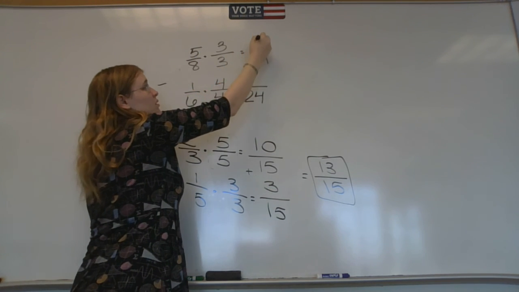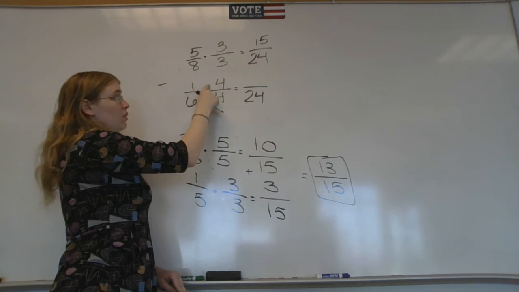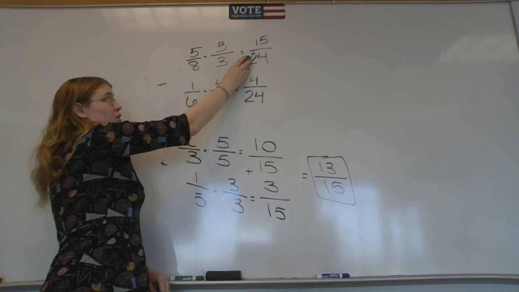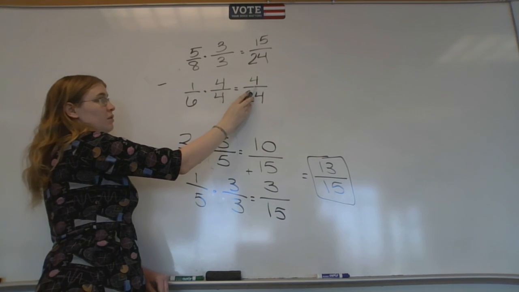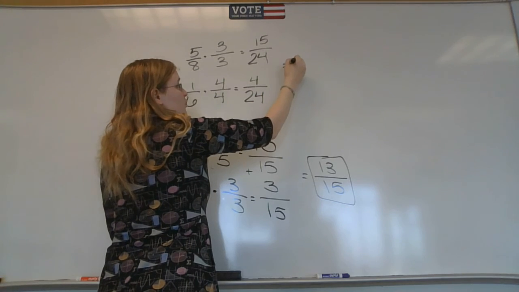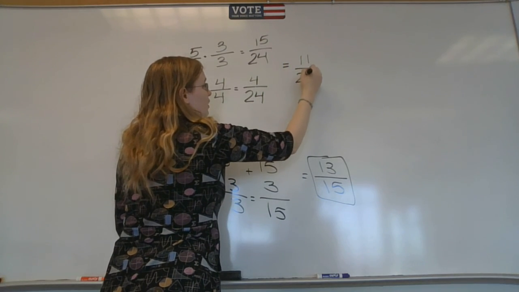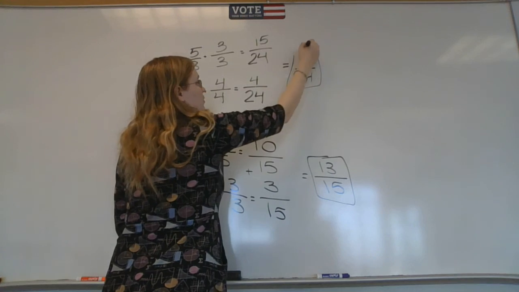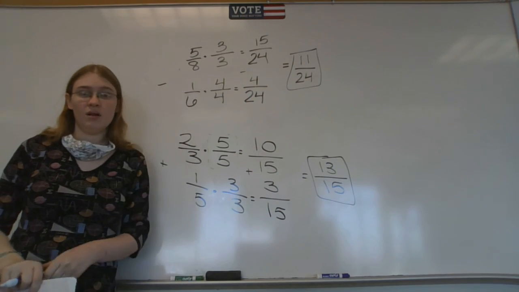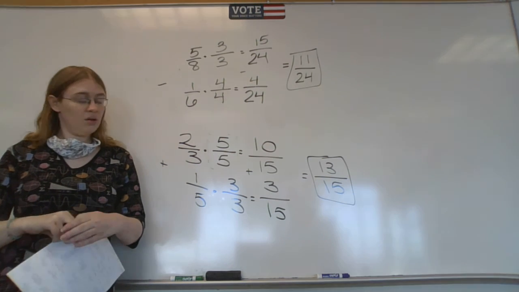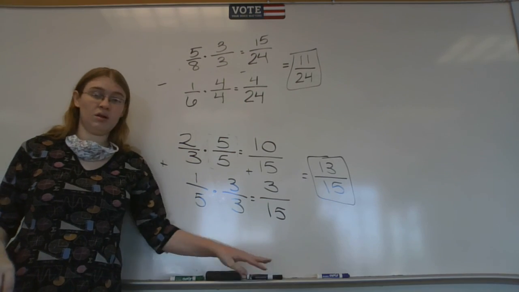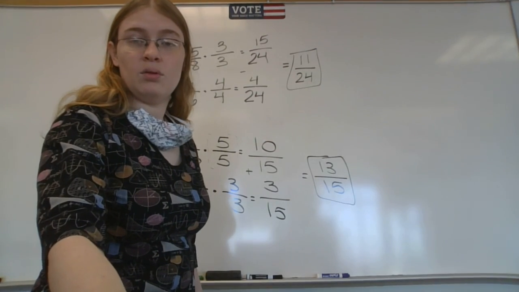5 times 3 is 15. 1 times 4 is 4. So we've got 15/24 minus 4/24. And that's going to equal 11/24. This one was a minus. All right. So that's our intro to fractions. And I didn't have time to get into what we're actually doing.